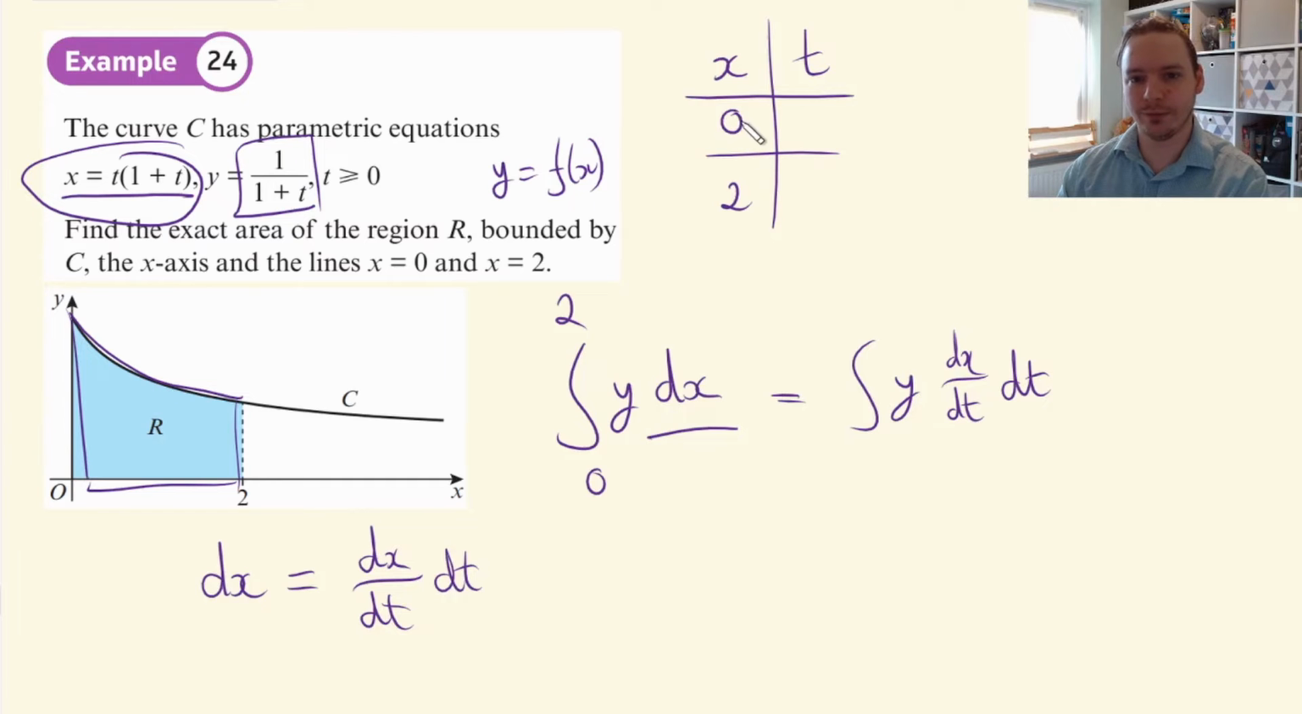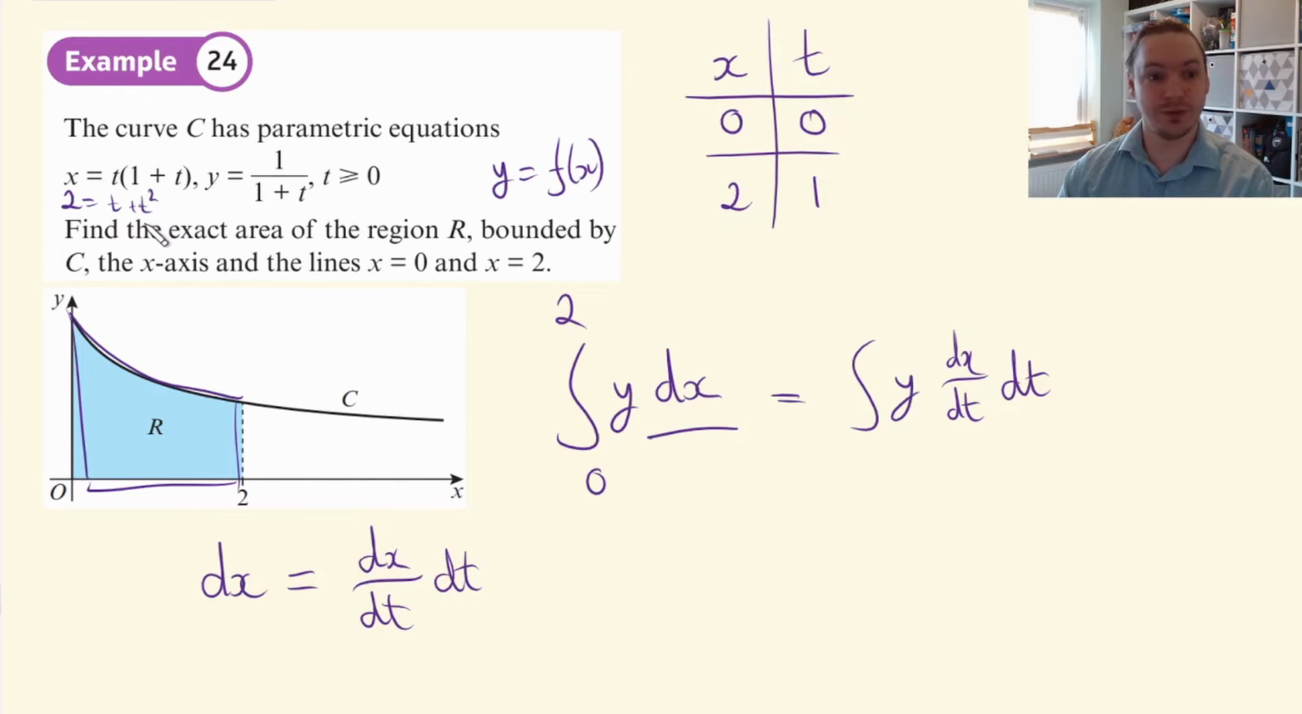So when x is 0, this equation is 0, so t could be 0 or negative 1, but we know t can't be negative 1, so t must be 0. When x is 2, I have 2 equals t plus t squared, or rather t squared plus t minus 2 equals 0. That's a quadratic that we can solve relatively quickly and find that t could be 1. There is a second solution, but it's negative. So t is 1. So I'm actually integrating between 0 and 1 now because I have changed my variable from x to t. There's only one thing I need to do now, as I need to rewrite this without y's and dx's in here.